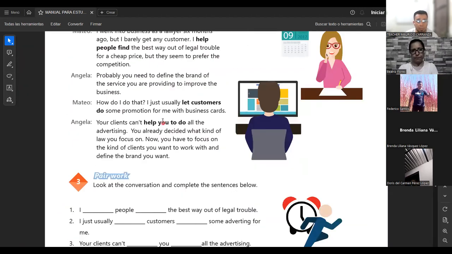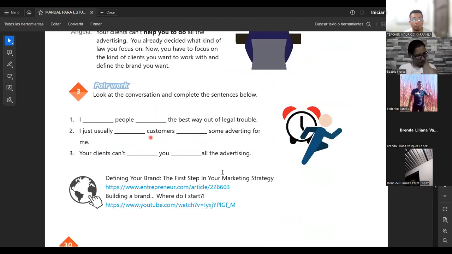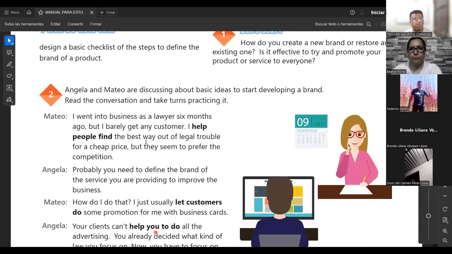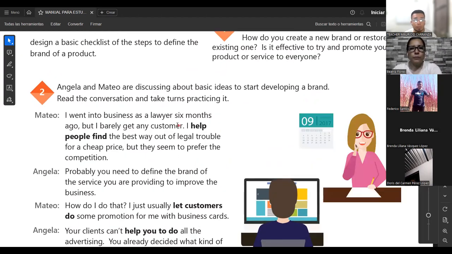Typically, we practice the conversation and then complete the activity that is related to it. So let's first read the conversation. I will pronounce the words. I need you to repeat after me, okay?